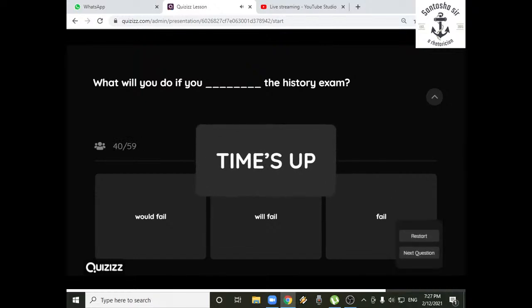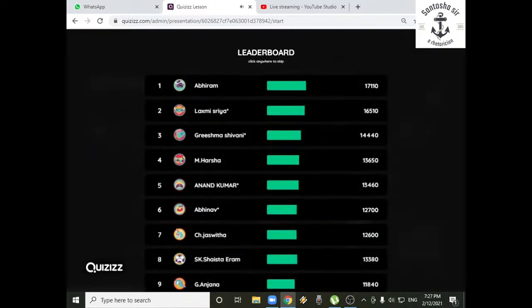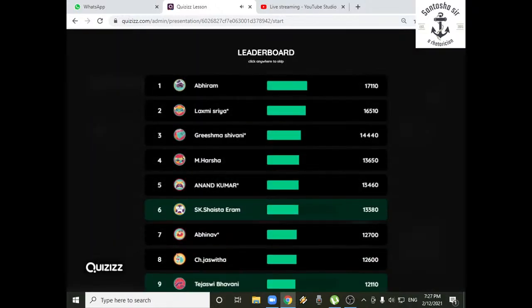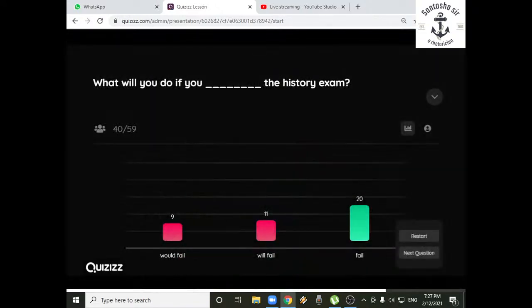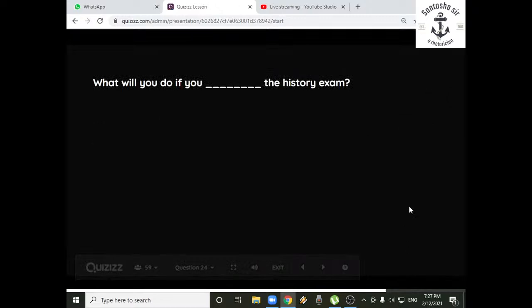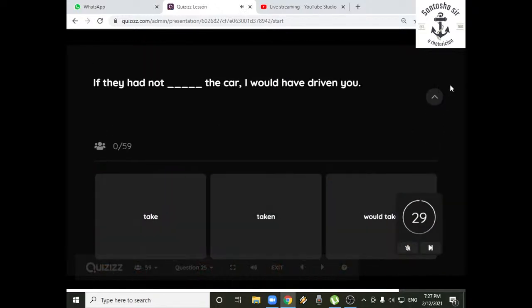There ends the time. 40 members made it. The leaderboard scores 6th and 9th positions were replaced. 20 members answered it correctly. Moving on to the next question. Question number 25. So read the sentence and pick the right conditional again.